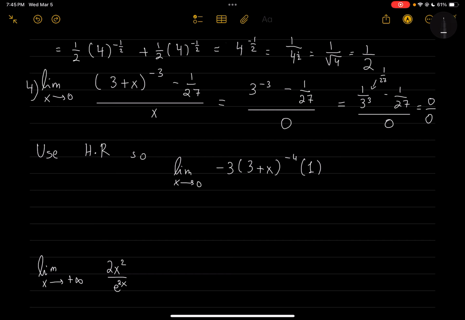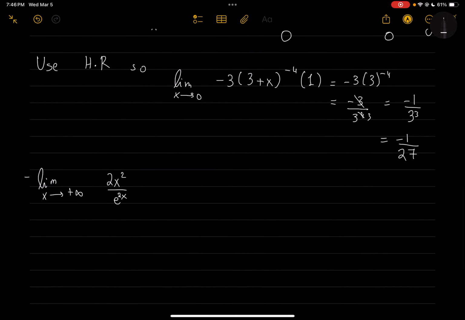And then you just replace x with 0. So it's going to be negative 3 to the power of negative 4. That's it, because times 1 is not going to affect anything. So it will be negative 3 over 3 to the power of 4. So it is going to be negative 1 over 3 to the power of 3 by simplification. 4 is going to become 3. The 3 is going to be removed. Negative 1 is going to remain. So negative 1 over 27. That's it. Now, the last question, number 5.